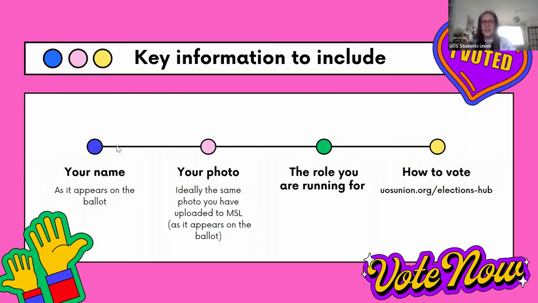Don't leave the gray silhouette of a person to sit there. Definitely upload one. Mention the role you're running for. Very important, people miss that all the time. And how to vote. Every single poster, video, whatever, should have this call to action.